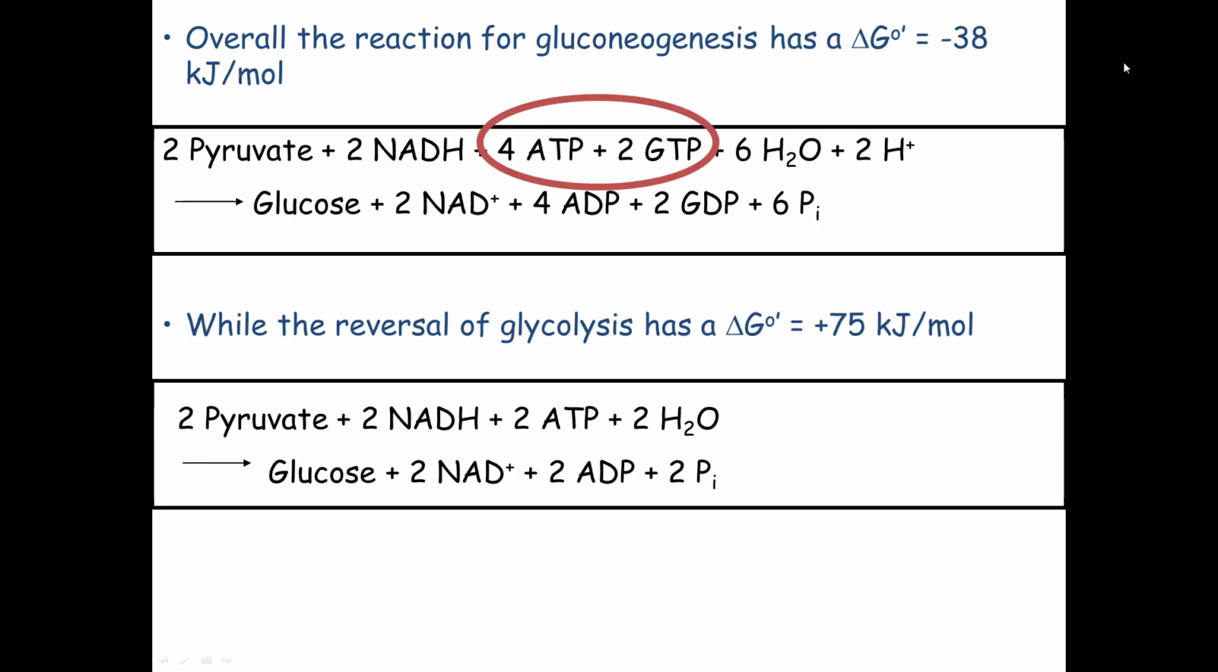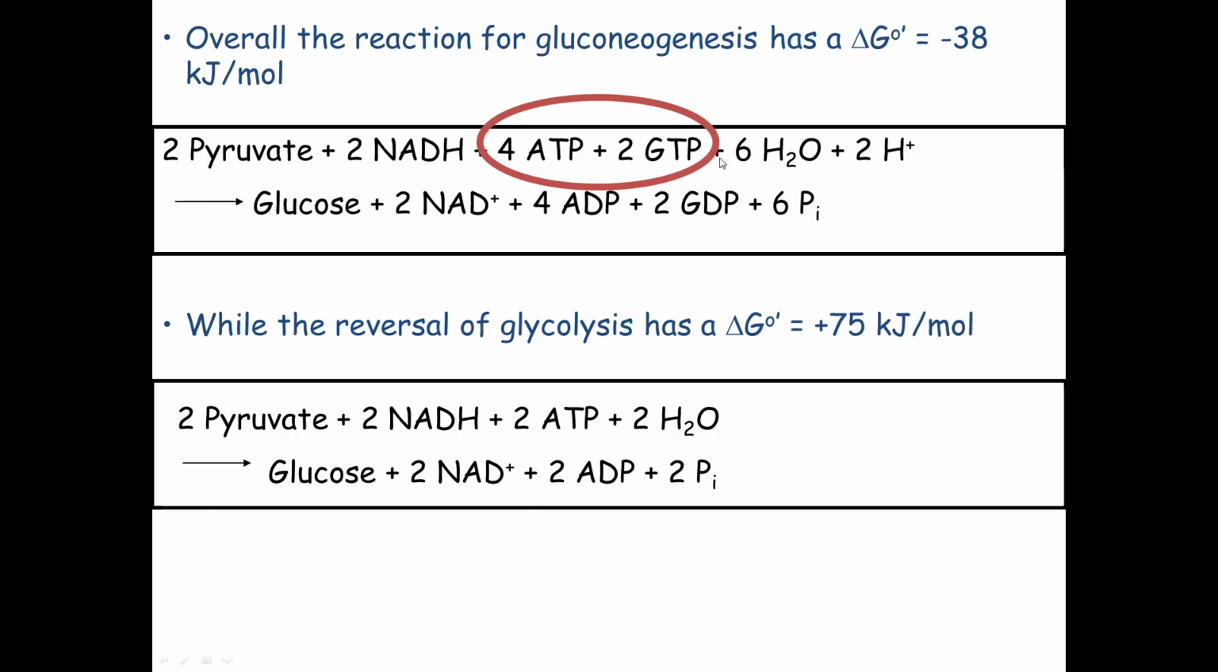Okay, so let's look at the overall reaction. We start with 2 pyruvates, and if we want to turn those directly into glucose by glycolysis, so from bottom to top of glycolysis, that would be plus 75 kilojoules per mole, which is never going to happen. But if we do it by gluconeogenesis, it has a negative 38 kilojoules per mole. Why is there such a huge difference in these two? It's like 100 kilojoules per mole difference.